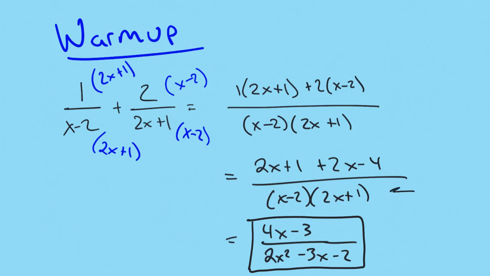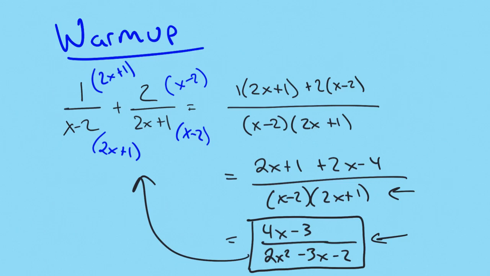Typically we'd probably leave it in factored form on the bottom, but what I wanted to show you is the process of partial fraction decomposition is actually going to be going from this answer, where we would start the problem, and we're going to try to get back to the original, where it's separated into two separate fractions.